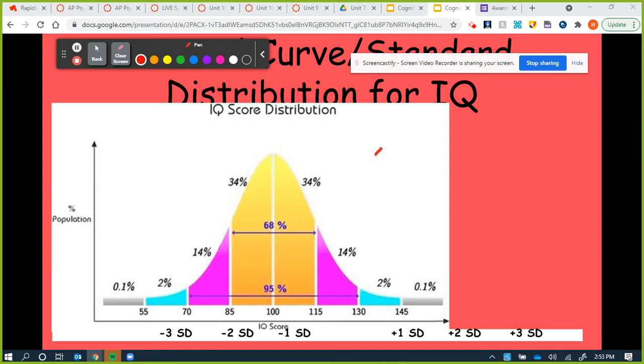Now, the easiest way that they would do this is by giving you IQ. So they may tell you, all right, label a normal curve for IQ out to 3 standard deviations. Average IQ is 100. So you draw a normal curve, and then you put 100 right in the middle.